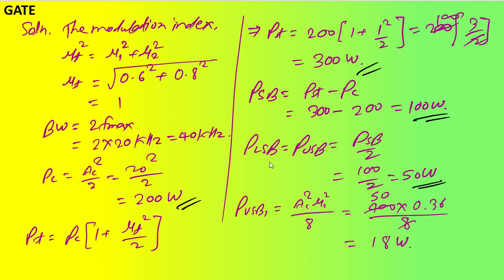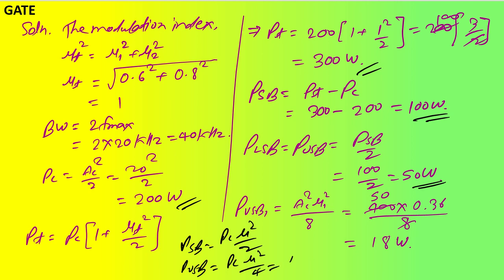Because we had two message signals. If two message signals are there, then in each one of them there will be one lower sideband and one upper sideband, isn't it? So I will find out what is my PUSB1. You know already that PSB was how much? PC into mu square by 2. So PUSB will be how much? PC into mu square by 4.